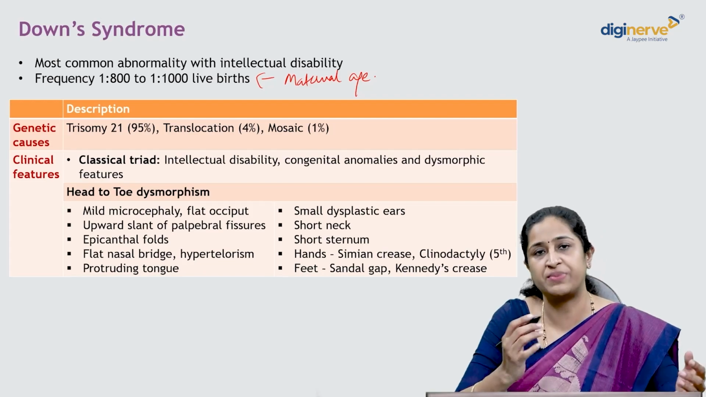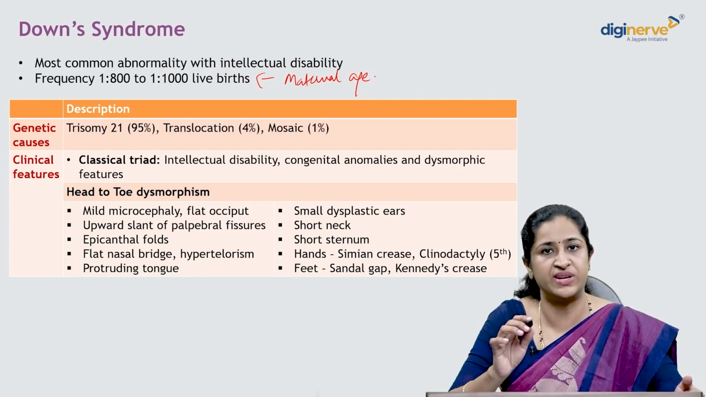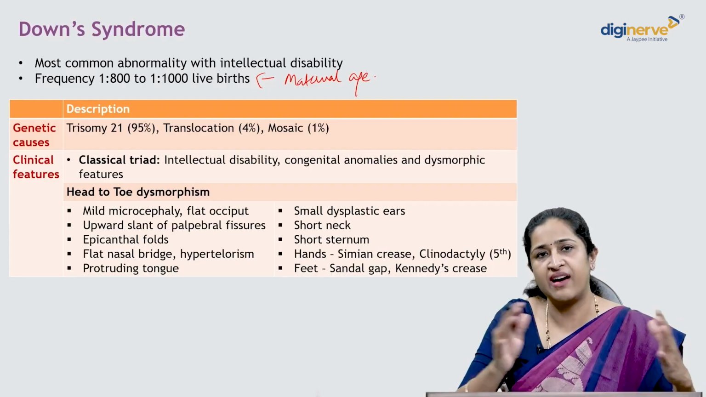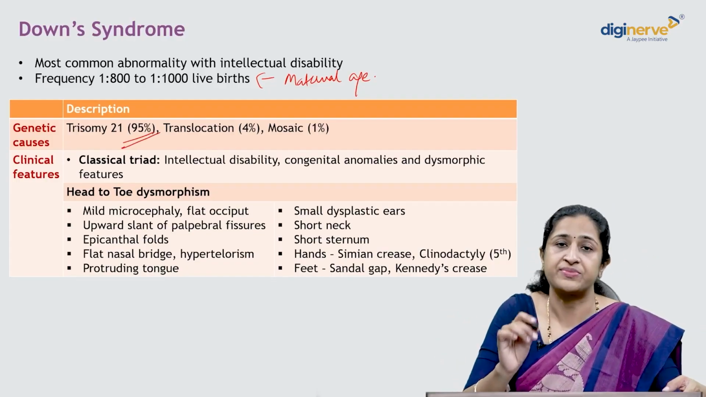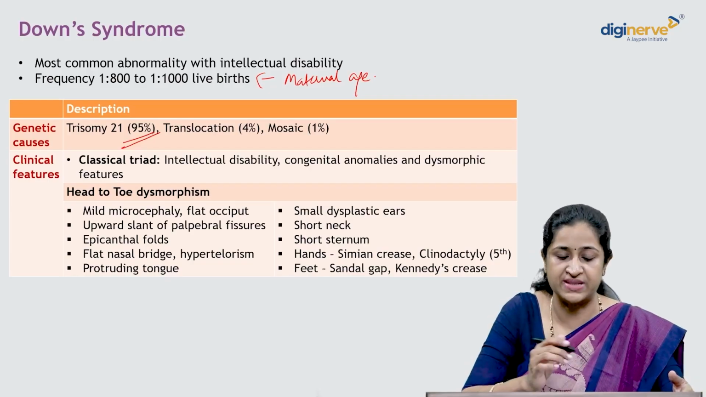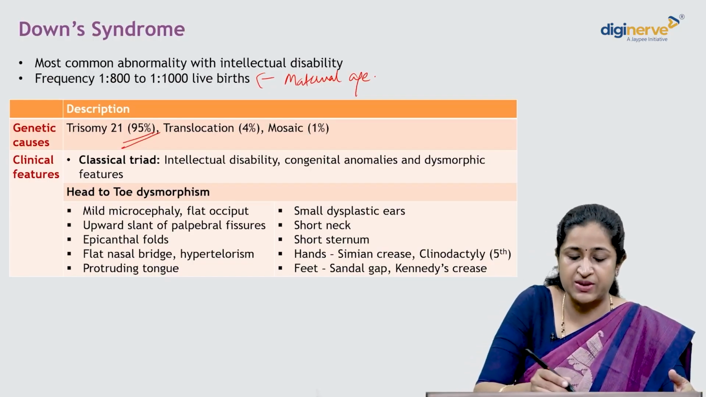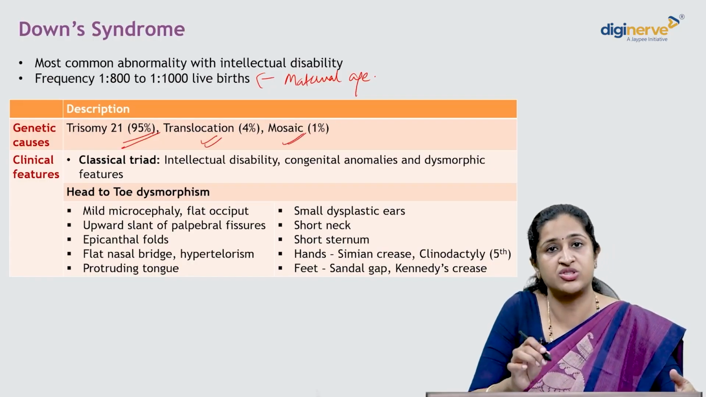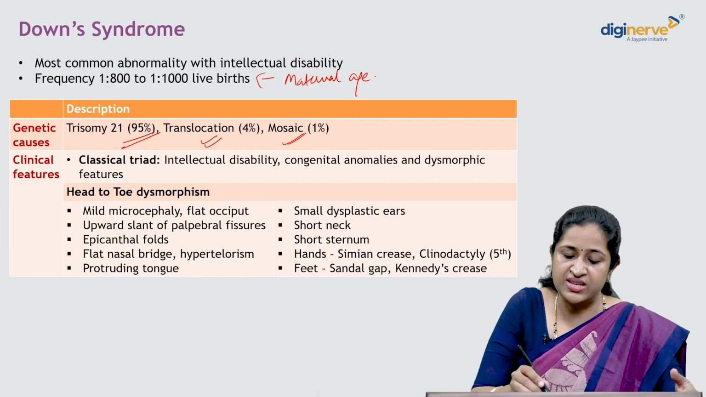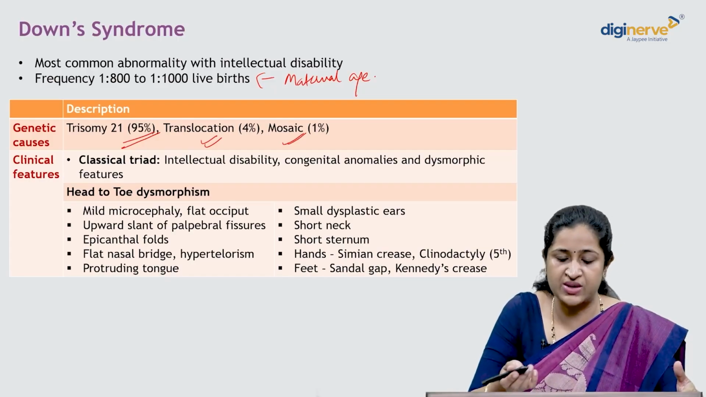Coming to the genetic cause of Down syndrome. Now, Down syndrome is primarily thought to be trisomy 21. This comprises the large segment of Down syndrome, which is almost 95%. The remaining 5%, what happens? In that, 4% is because of translocation disorders and 1% is what is called mosaic disorders. Now, these are a much smaller percentage, 4% and 1%.